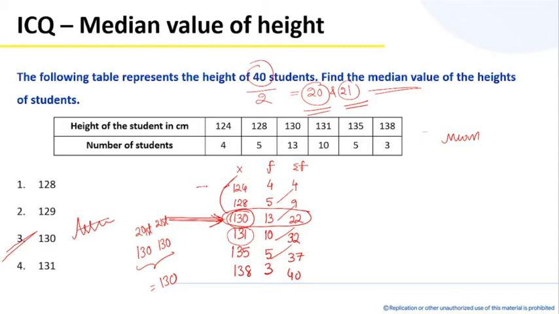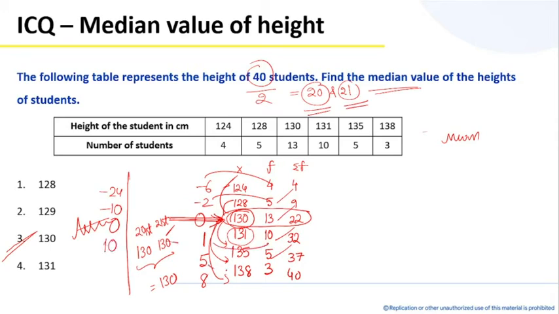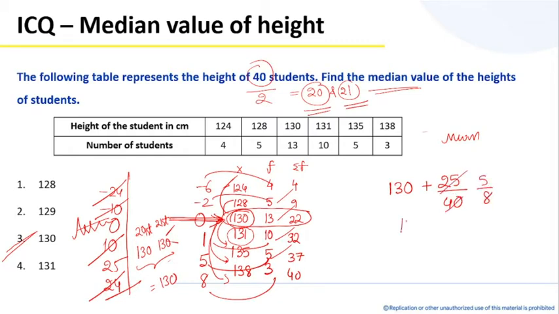So let me look at 124, 6 units away, 128 minus 2 units, this is 0. 131 is 1 unit away from 130, 135 is 5 units away, and 138 is 8 units away. So if you multiply, 6 into 4 is minus 24, 2 into 5 is minus 10, 0 into anything will be 0, 1 into 10 is 10, 5 into 5 is 25, 8 into 3 is 24. The beauty is the 24 and 24 nullify, the 10 and 10 nullify. What is the net impact? Positive 25. So the new mean is 130 plus 25 to be distributed over 40 observations. Definitely it is going to be 5 by 8, which is absolutely going to be 130.625. Yes, Sai, you are absolutely right. The mean is going to be how much?